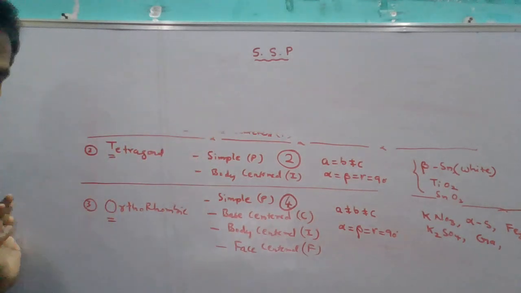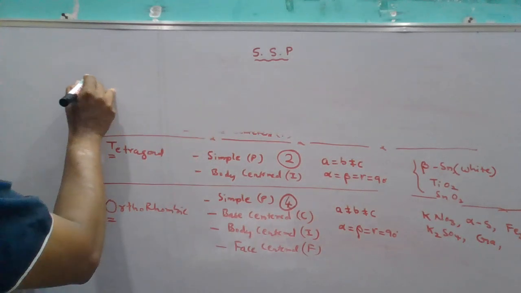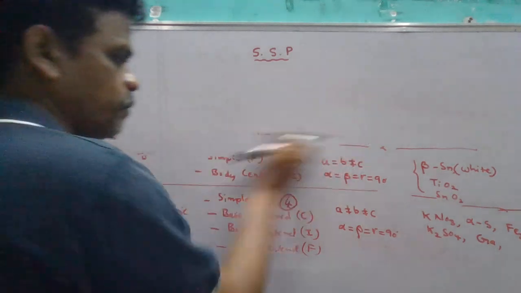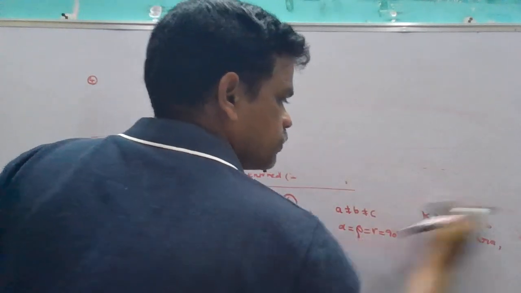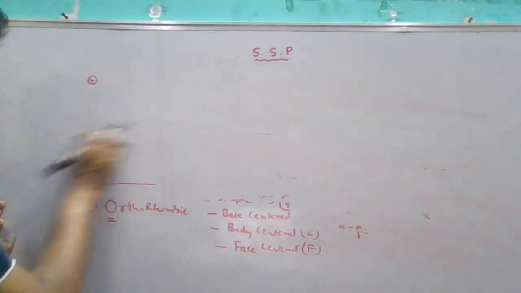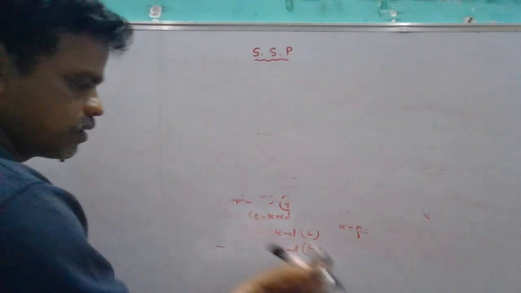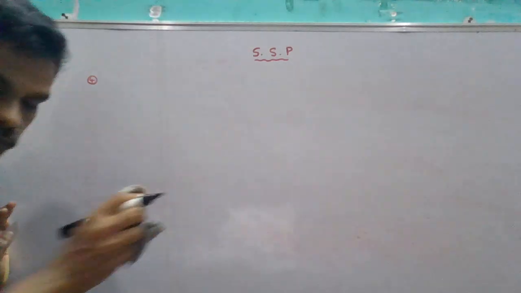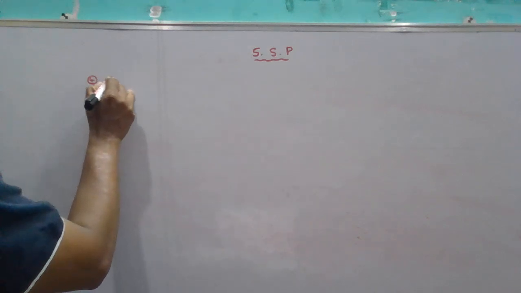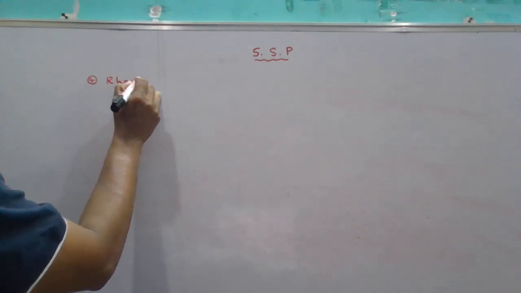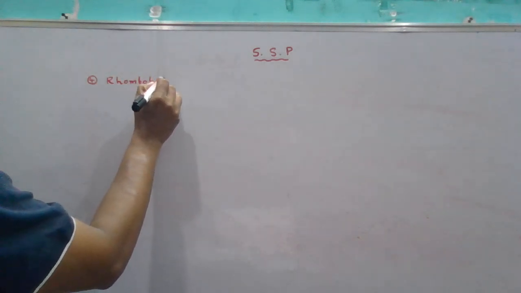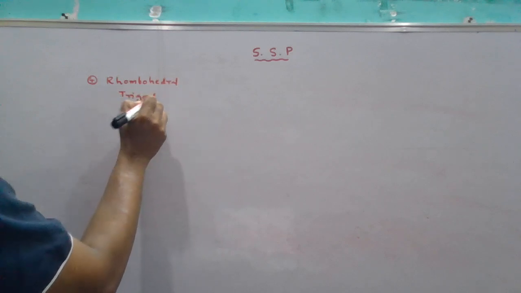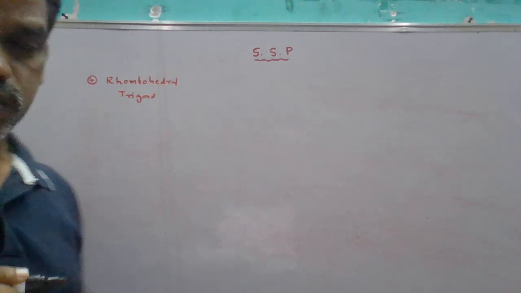The fourth crystal system is rhombohedral. Do you know rhombohedral? That is nothing but trigonal. That is nothing but trigonal system. So rhombohedral or trigonal system.